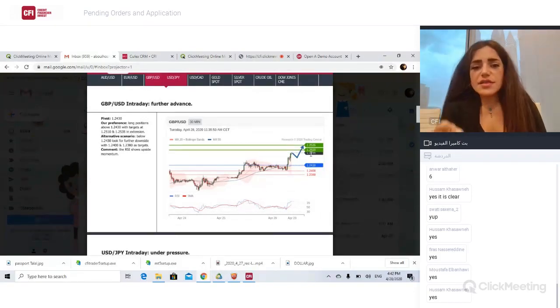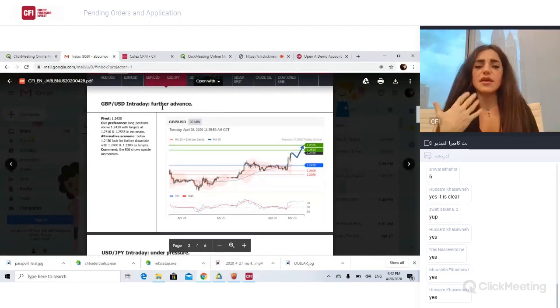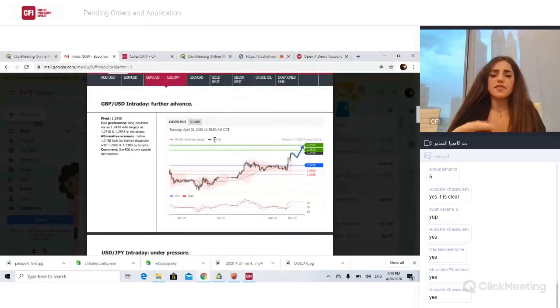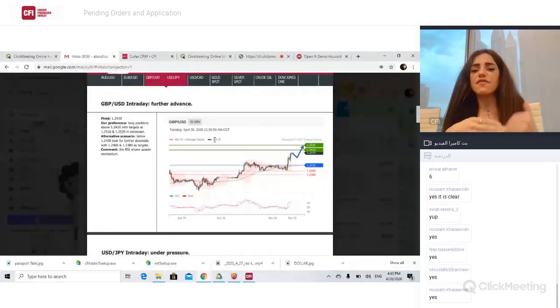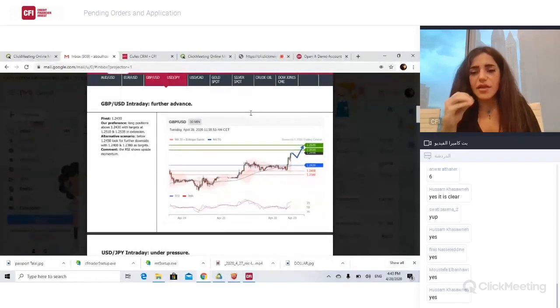In this report, they're saying that there is a further advance, as you can see in the title of the pound dollar, which means it is a positive outlook for the pound today. This report is received around 12 p.m. CET time. I'm not sure what time at your end, but it can be valid until the US market opens. But it's not always 100% accurate, team. If we get 80 or 70%, that's really good, because that's only technical and numbers.